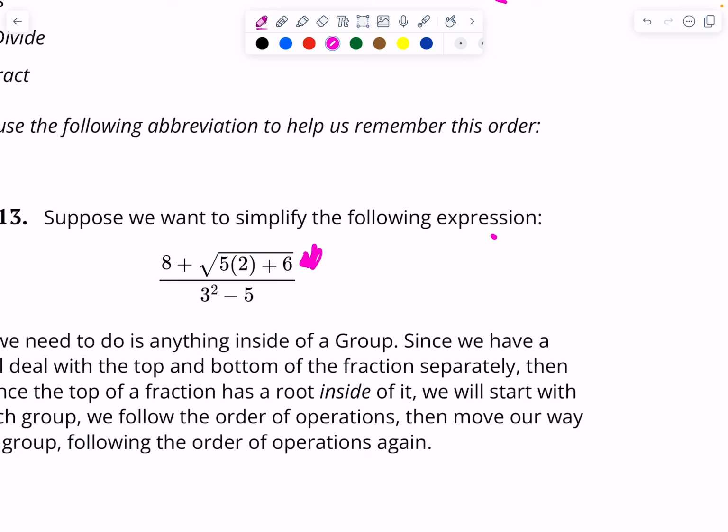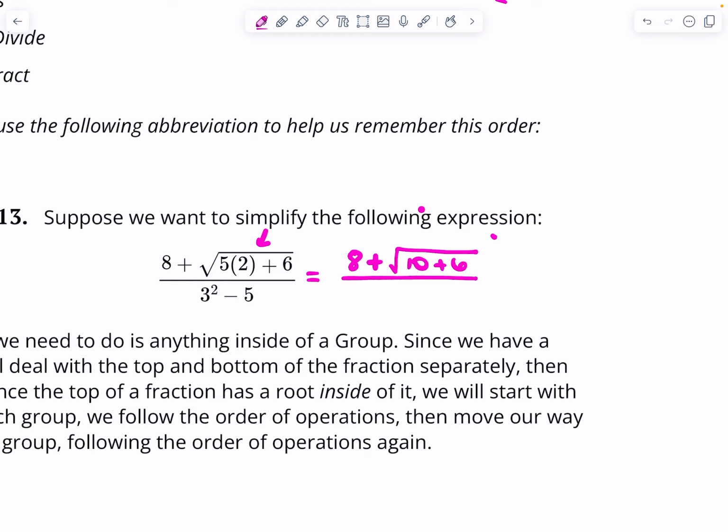So let's do that. We're going to start with inside of here. Once inside, we look for exponents. There are none, so then we move to multiplying or dividing. And so we do the 5 times 2 first. If I were to write it out, we would say 8 plus this radical, inside is 10 plus 6.